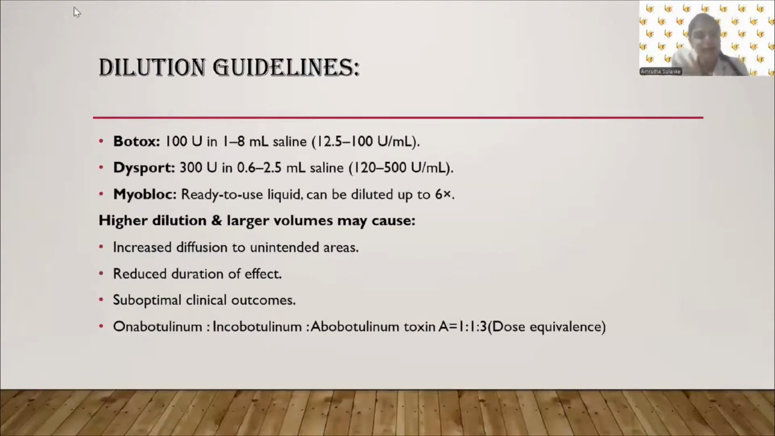Coming to the dilution guidelines, Botox 100 units has to be diluted in 1 to 8 ml saline to form 12.5 to 100 units per ml. Dysport 300 units can be diluted from 0.6 to 2.5 ml saline to get 120 to 500 units per ml. Myobloc ready-to-use liquid can be diluted up to 6 times. The higher the dilution and larger volume may cause increased diffusion to unintended areas, reduced duration of action, suboptimal clinical outcomes. The dose equivalence of ONA to INCO to abobotulinum toxin A is 1:1:3.